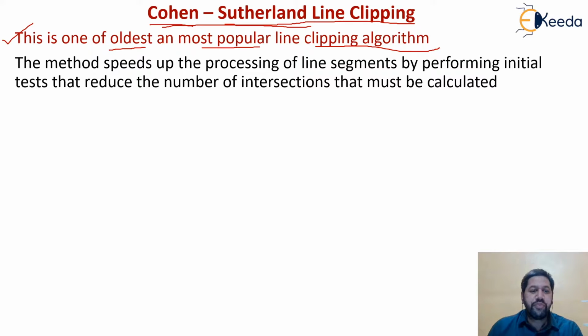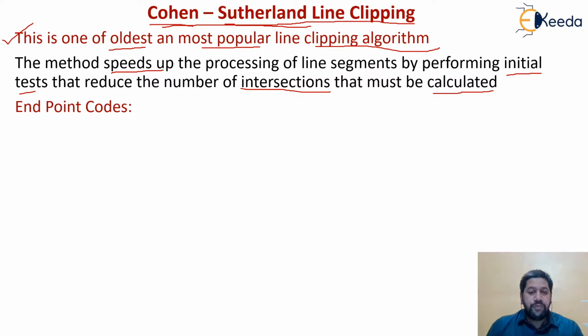This method speeds up the processing of line segments by performing an initial test that reduces the number of intersections that we need to calculate. Generally this test is called the visibility test. So initially it will perform the visibility test, and that will help us reduce the number of intersections we need to calculate.